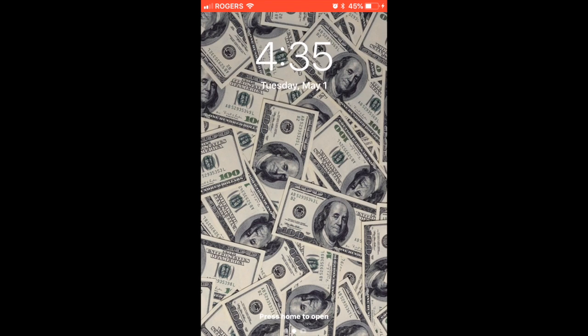This is his lock screen. It's money. Money signifies power in a way. And Comrade Napoleon has a lot of money, has a lot of power, so he likes to look at this. Let's get right on into it.